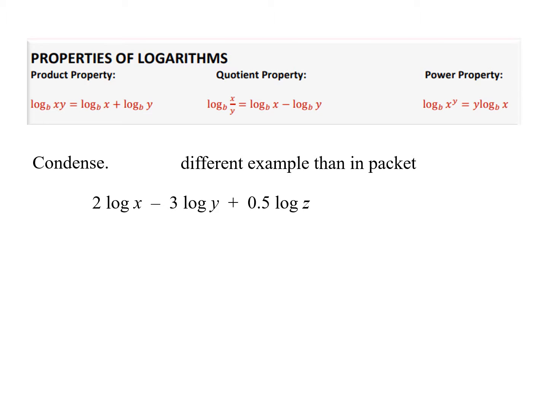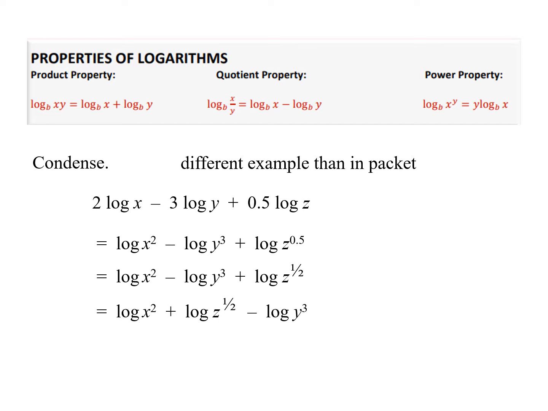Now notice I have some coefficients out here. I'm going to, first of all, use the power property to put them back in, essentially. So I have log of x to the second, log of y to the third, and log of z to the 0.5. Now, notice that the log of x squared and the log of z to 0.5, we're adding those. Then I'm going to change 0.5 to 1/2 just because. Don't necessarily have to do that, but they like it in that form, so we'll do that.